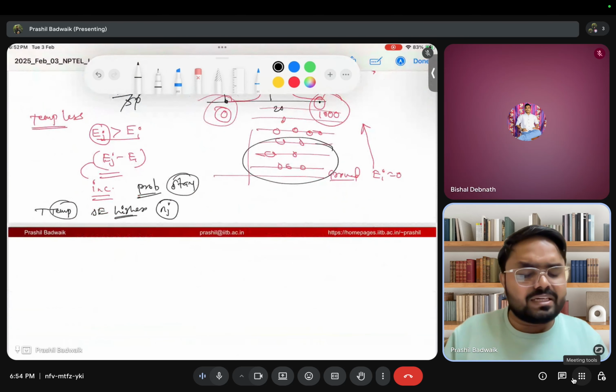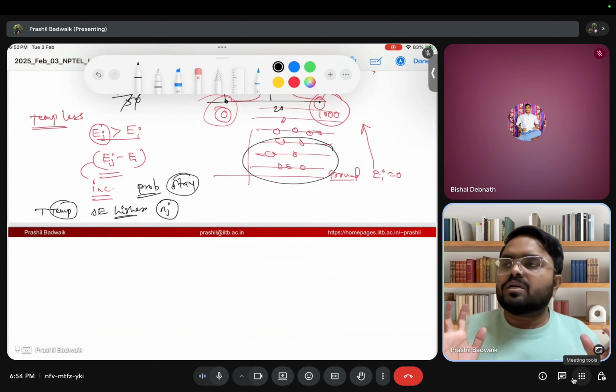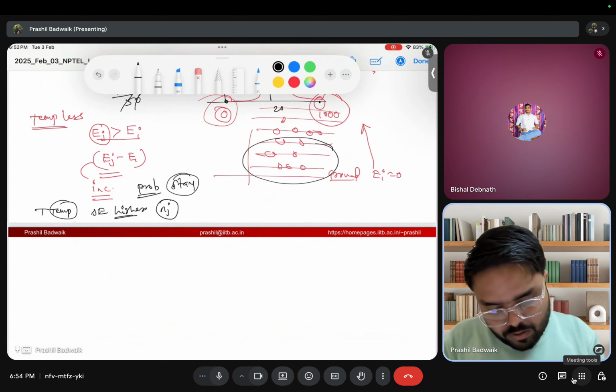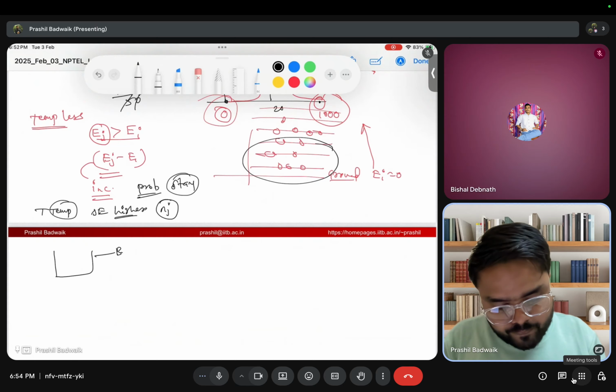To give you a real example, I have, for example, water in this beaker.